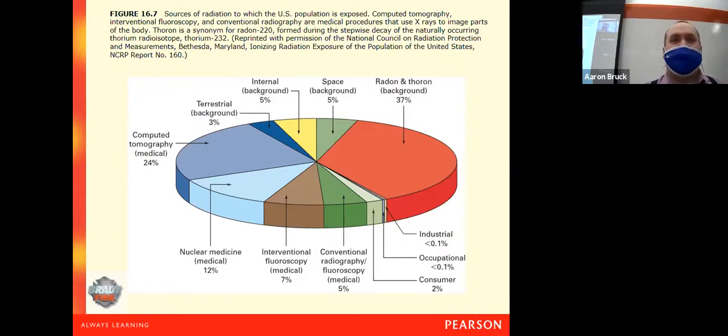And again, I said before, background radiation, not really anything that we concern ourselves with too much because it's very low quantity, low count. The only real concerns are if you have elevated levels of radon or thoron in your home, that's of a greater concern because those levels are elevated and you're getting more than that 37%.